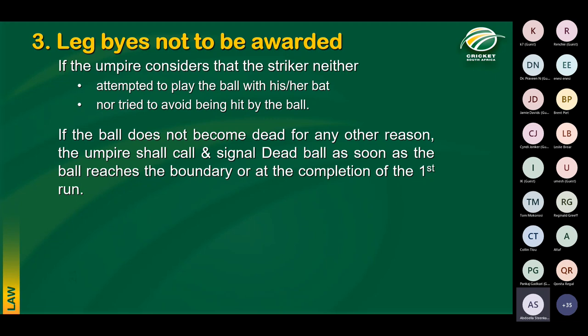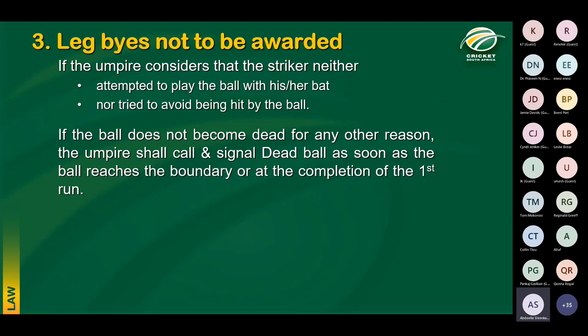But the batters do then decide to run. So the law allows the fielding side to run out either of the batters. So now they do decide to run. As soon as the batters complete the first run, the umpire needs to call and signal dead ball. The bowler's end umpire needs to call and signal dead ball.